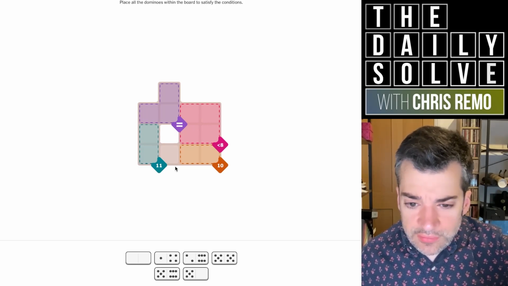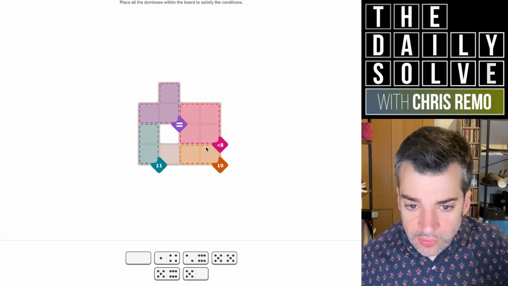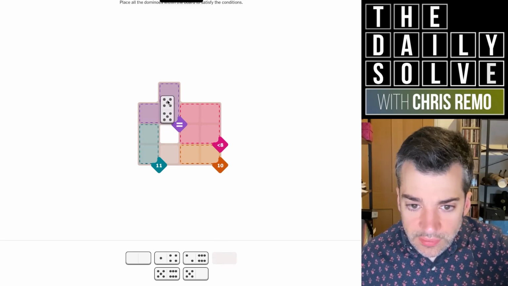So okay, the 11 is 6, 5. The 10 is 6, 4 or 5, 5. But we need 3 5s for the equivalence. So the 10 is 6, 4. So that's both 6s spoken for. And right, we need 5s for the equivalent, so that goes there. Nope, come on. That goes there.